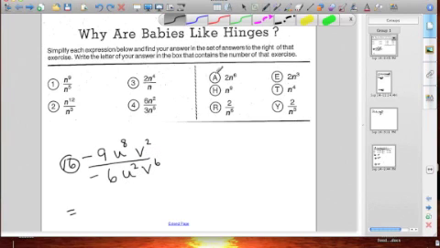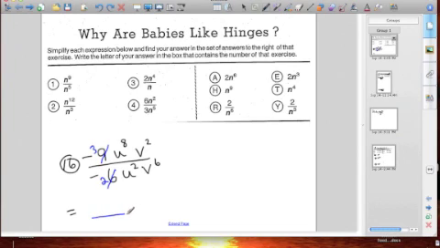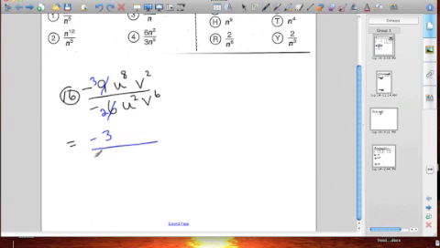Okay, so the first thing you look at is the coefficients. And you take a look and you say, is there a number that divides evenly into both of these? Well, there is. The number 3 divides into both. 3 goes into 6 twice. I'm ignoring the negative sign right now. 3 goes into 9 3 times. So really this is -3 over -2. So my next line would look like this. -3 divided by -2. We'll deal with the two negatives in a minute.